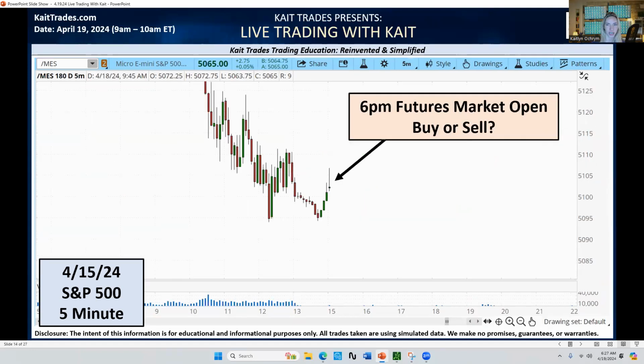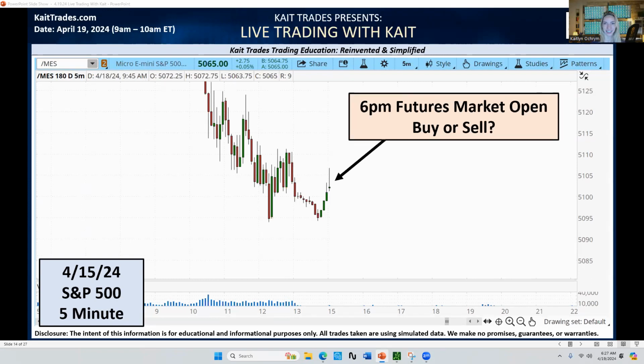All right, how about this one? I changed the time frame to a 5-minute. S&P on the 15th, 5-minute time frame, buy or sell. We'll go through this one a little bit more quickly because then I've got a swing trading example. So buy or sell. Futures market opens. You can see price open, big move up, wick there. Are we buying or selling?